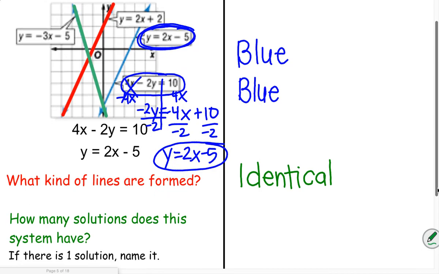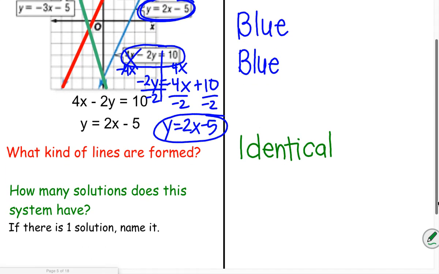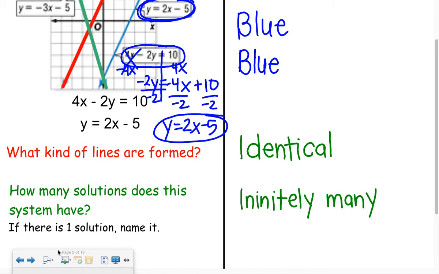How many solutions do identical lines have? So two lines that are directly on top of one another would intersect an infinite number of times. So they have infinitely many solutions. Now we don't need to name all the solutions because we've been naming them forever. Every single ordered pair is a solution because the lines are the same. So you only have to name an ordered pair if there is one solution, so if they're intersecting.